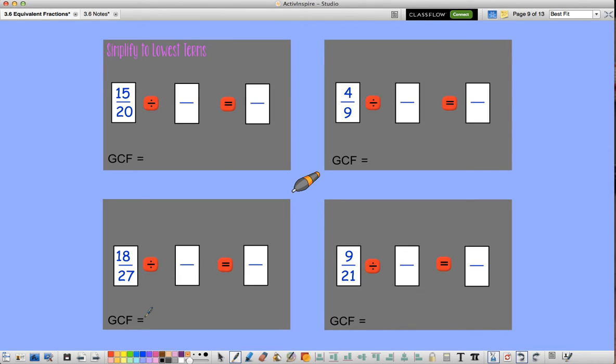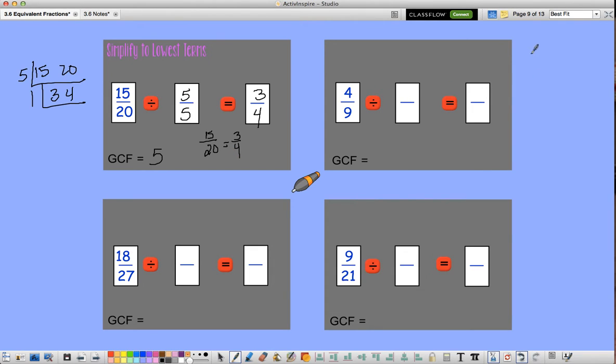Now by finding the GCF and simplifying, you're making equivalent fractions. So let's use the GCF to make equivalent fractions and simplify. So the GCF of 15 and 20, I'm going to use the ladder method. Both are divisible by 5. I get 3 and 4. So in this case, the GCF is 5. I divide by 5 over 5, and I get 3/4. So I know that 15/20 is equivalent to 3/4.